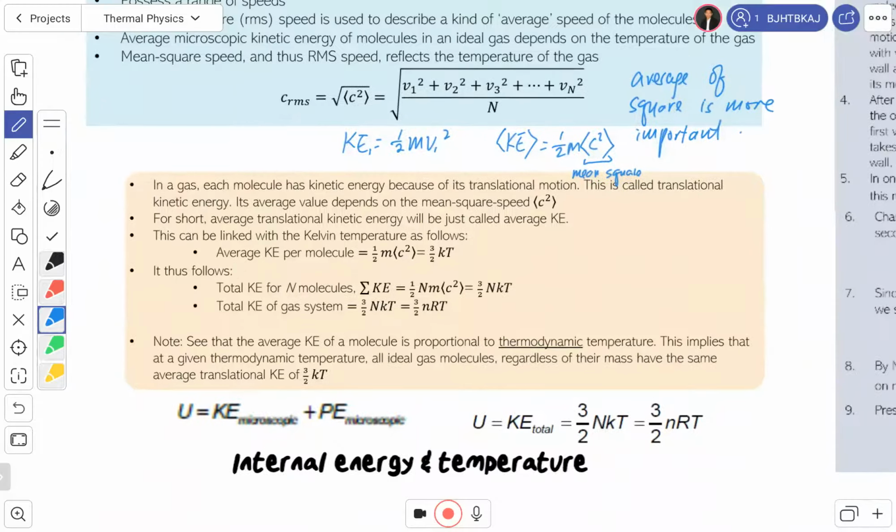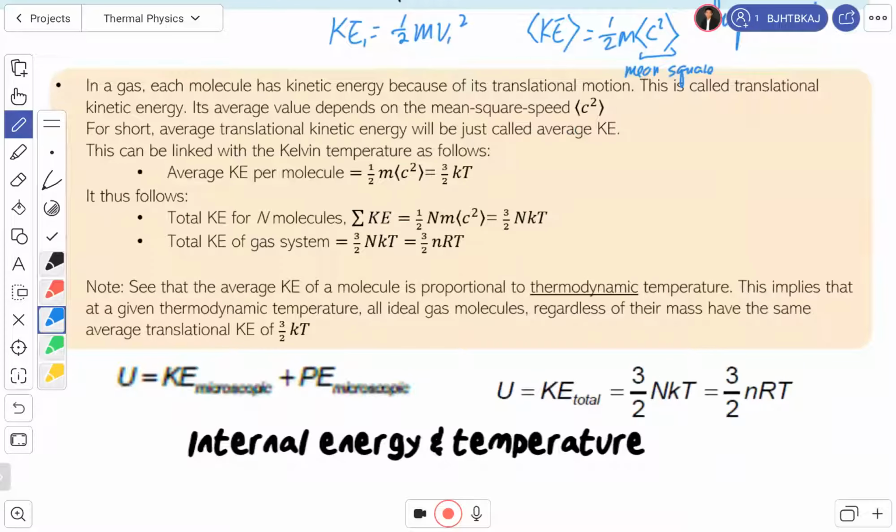Okay, let's consider the average KE per molecule. Here we just tell you the conclusion. We won't explain why this is as such. The average KE per molecule is equal to three over two kT, where, as you remember, k is the Boltzmann constant.